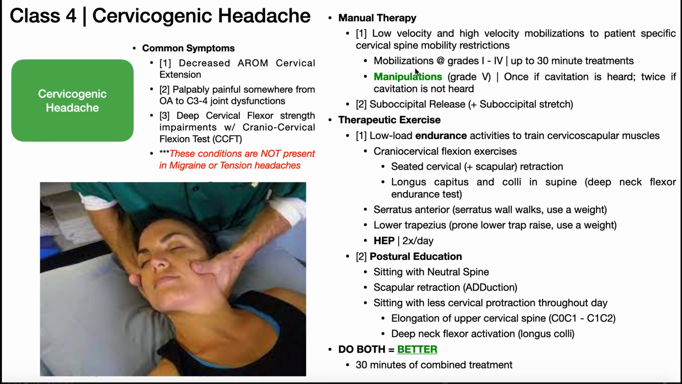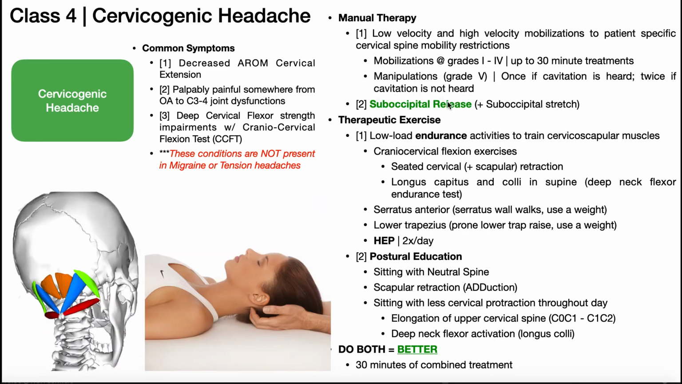So mobilizations, manipulations that specifically target their range of motion impairments. Then we can do what's called a suboccipital release. Patients love this. Remember that those suboccipital muscles tend to be tight in individuals with a cervicogenic headache. And those are these muscles right here near that posterior upper cervical spine.